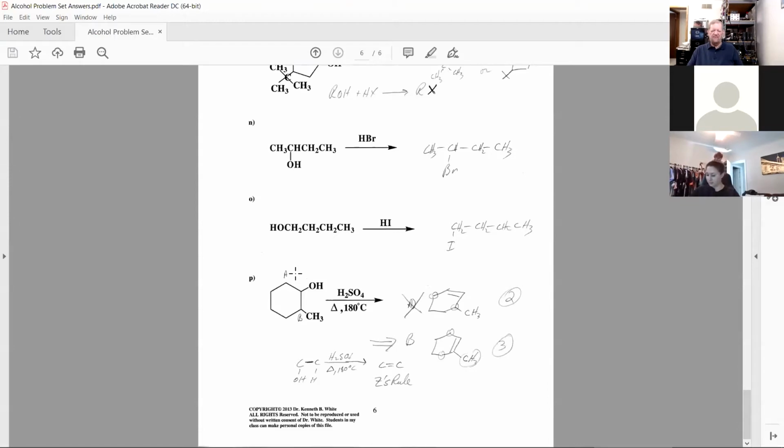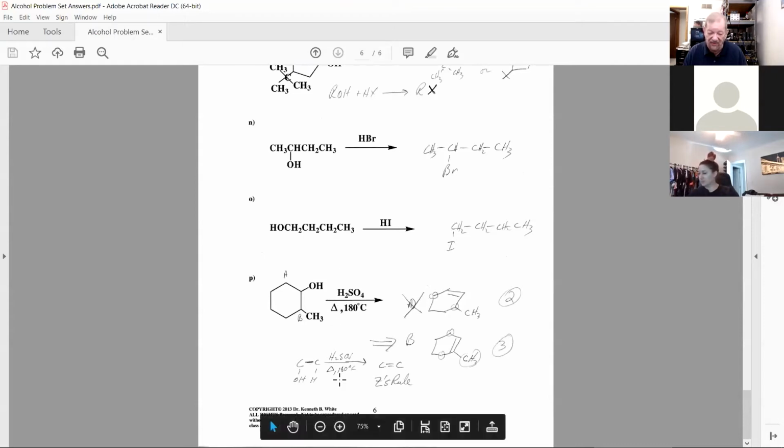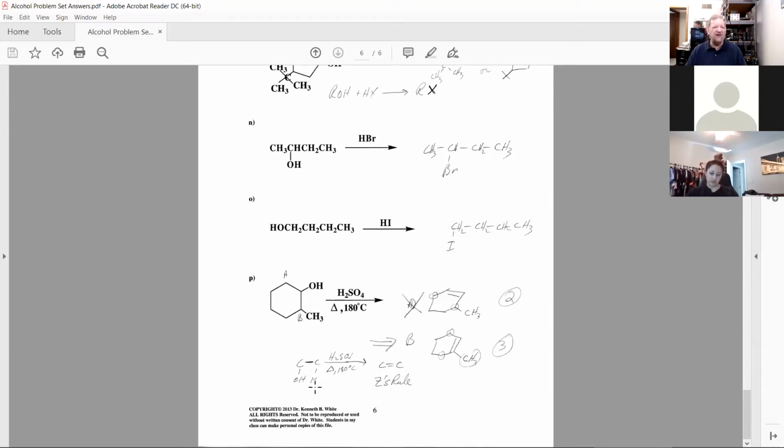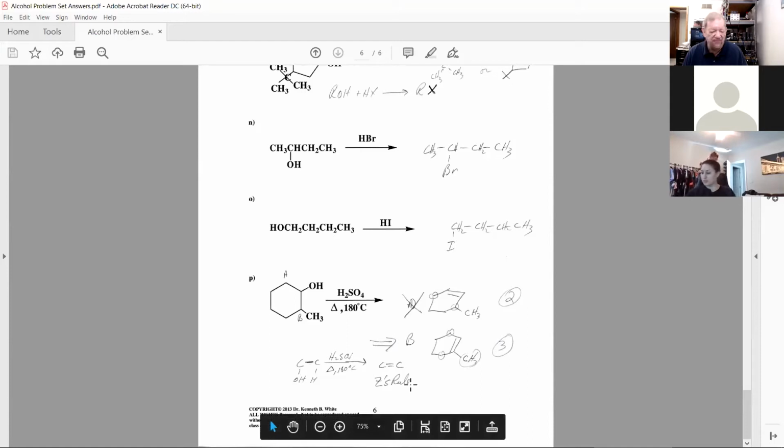Now, when I wrote this problem set, I realized, no, I should have given you another Zaitsev's rule problem instead of reordering everything and having to redo the alphabet. Dr. White's a lazy organic chemist. I threw in another one at the end. And here we have an alcohol, sulfuric acid, high heat, and that's dehydration. You lose the hydroxyl group, and from an adjacent carbon, a carbon attached to the carbon with the hydroxyl group, you lose a hydrogen. And between those 2 carbons, you form a double bond. And it follows Zaitsev's rule.